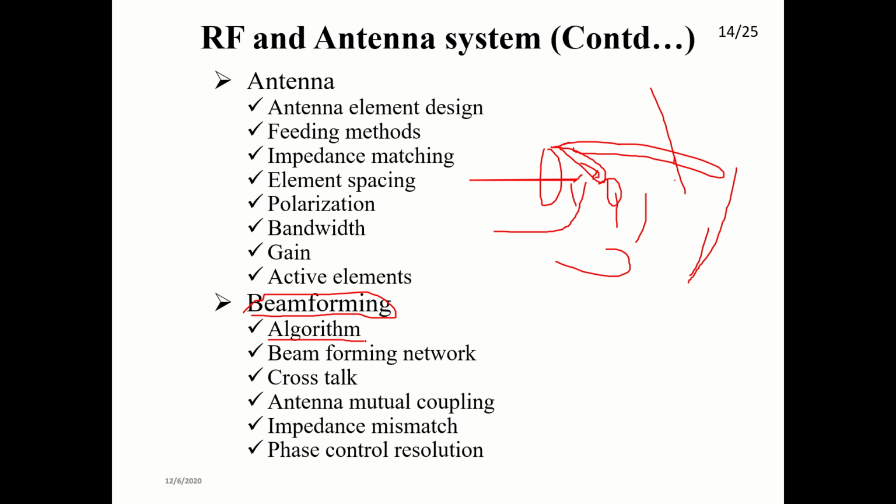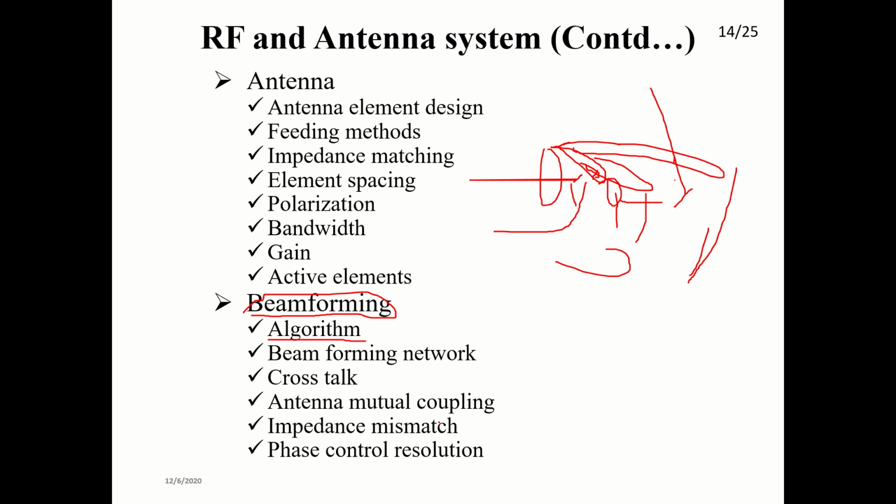Next is crosstalk. Crosstalk comes when two beams collide with each other. For example, when two users come in close to each other, two different beams also come close, and then it has to decide. Sometimes these two beams will talk with each other, and that time the crosstalk will come into the picture.